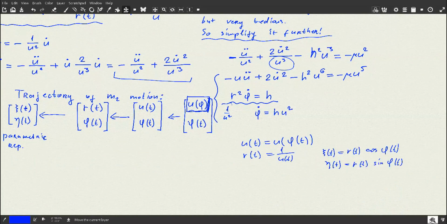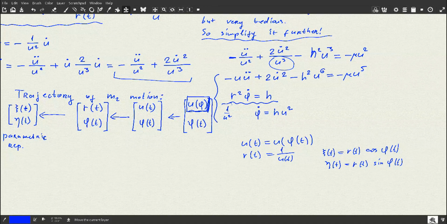My only request to you, please verify this equation, whether we have done everything correctly. I believe that yes, we did. Multiplying by u cubed: minus u times u double dot plus 2 times u dot squared minus h squared u to the power 6 equals minus mu u to the power 5. Okay.